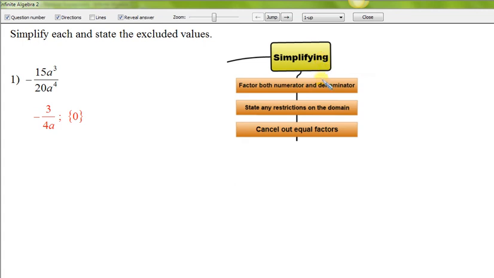We'll go through this little flow chart every single time we do a question. First, we're going to factor both numerator and denominator. Next, we'll state any restrictions on the domain, and finally we can cancel out equal factors.